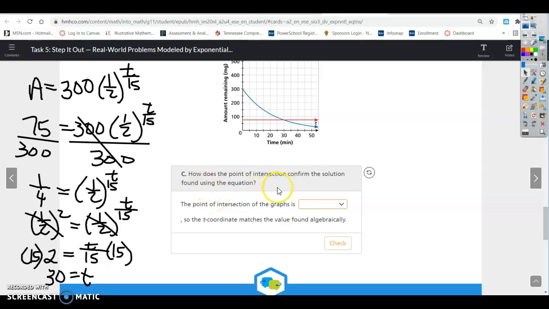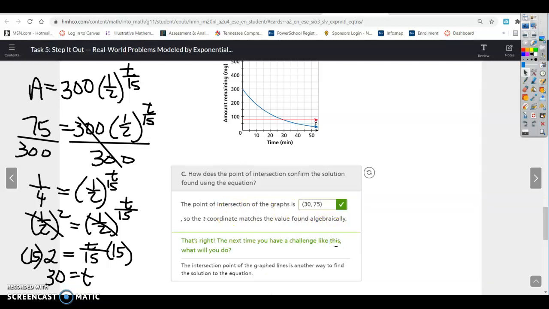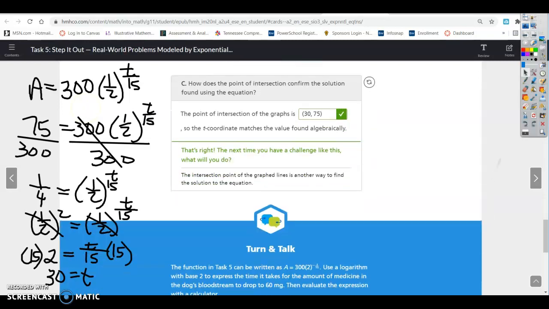So how does the point of intersection confirm this? The point of intersection is (30, 75). So the t coordinate, or the time coordinate, this time it's t instead of x, is your solution. All right. If you have any questions, please let me know.